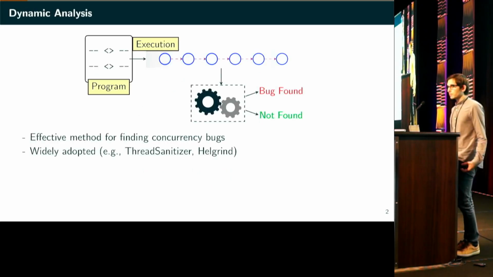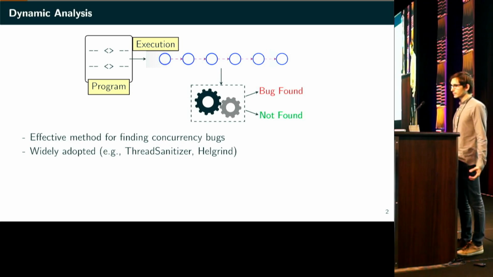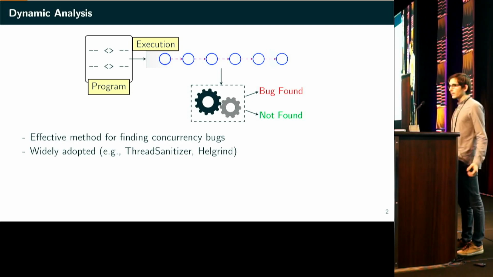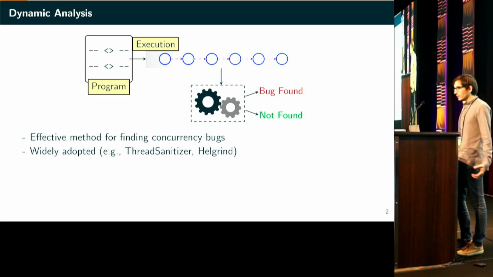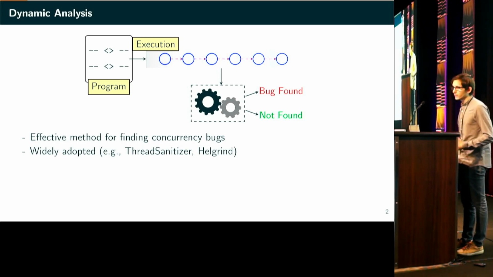There have been many techniques proposed to find deadlocks, and dynamic analysis is one of them. Dynamic analysis works by first running a program and then checking the presence of bugs in the obtained execution. This technique has proven to be very effective for finding concurrency bugs, and there have also been wide adoptions of it. Some of the most popular dynamic analysis tools are ThreadSanitizer, Concurrit, and so on.